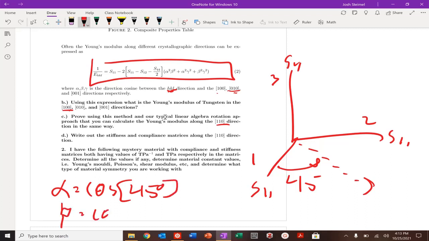Beta, that's also going to be cosine between my 0, 1, 0 and the HKL. That will also be 45. And then what about around 3? That's going to be 90. So gamma is equal to 0 because cosine of 90 is 0. So gamma is dead.